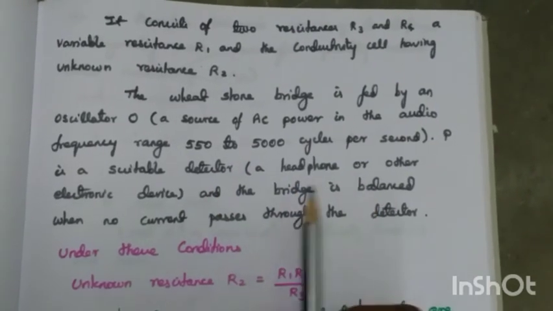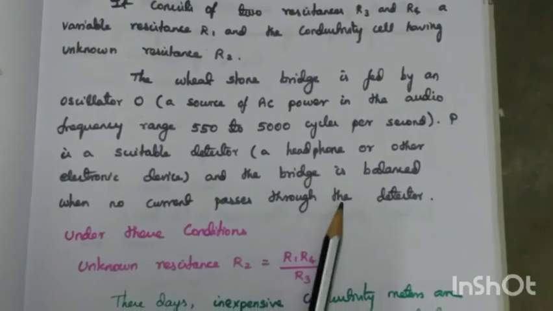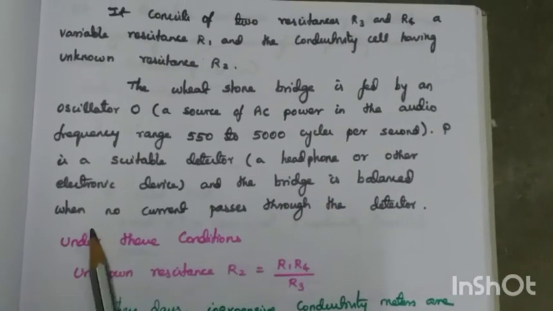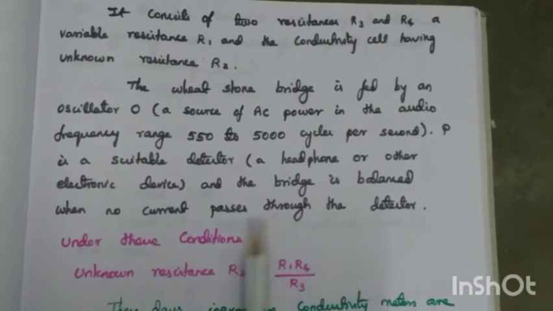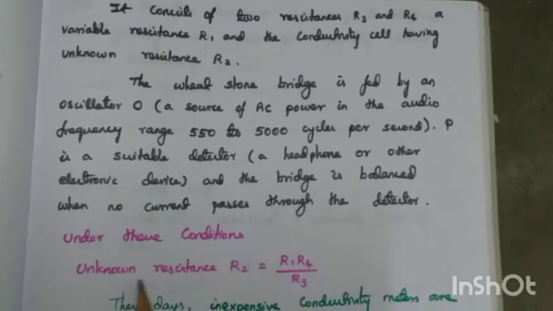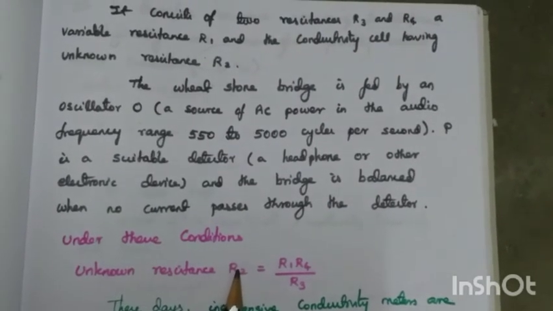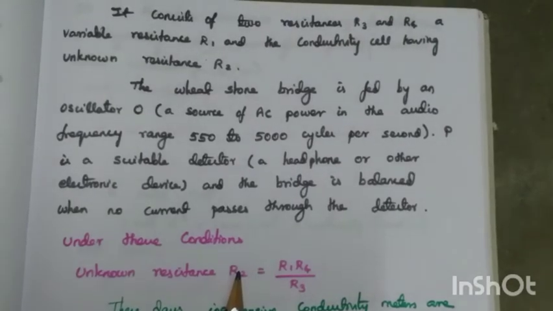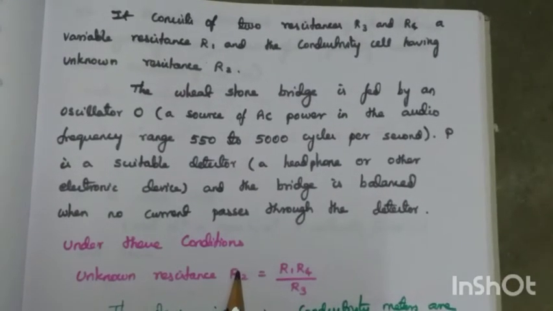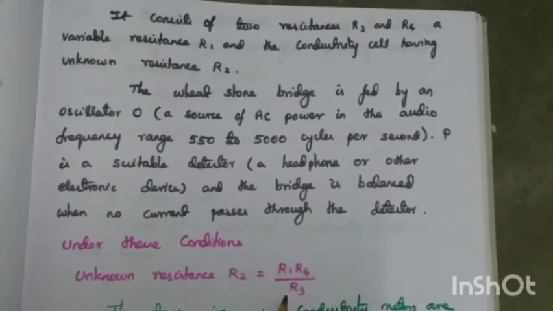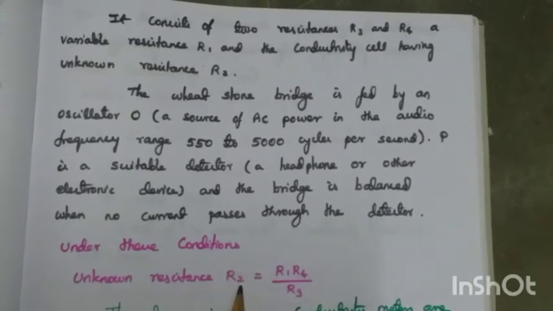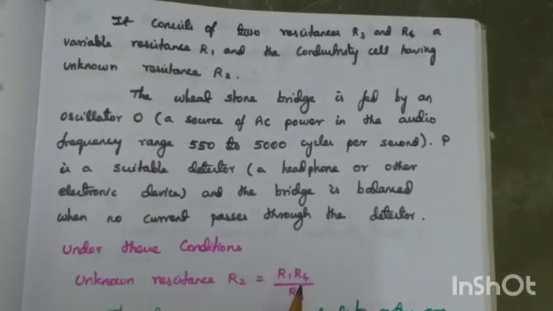The bridge is balanced when no current passes through the detector. Under these conditions, the unknown resistance R2 can be calculated. How will you calculate R2? R2 is equal to R1 R4 by R3.